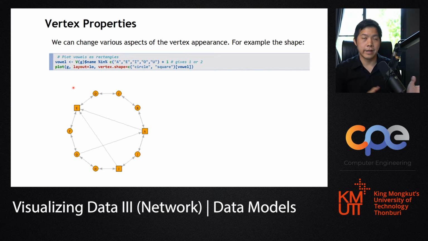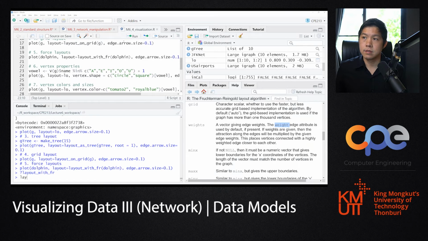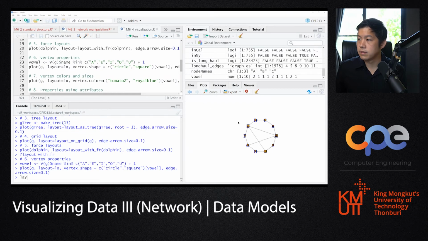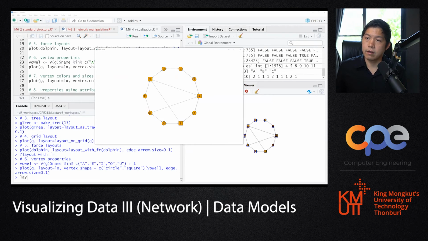Now let's move on to the next one because we want to plot the graph differently. The layout is concerned with the location of the vertex. For the vertex itself, you can configure the shape. Instead of circle, you may want something else. You can specify that you need the shape to be circle and square, then it will be circle and square according to the shape parameters here. Yeah, you got the circle and the square according to the shape parameters.